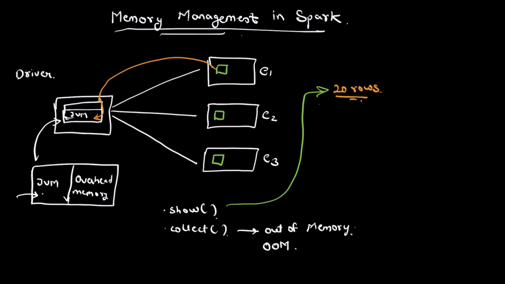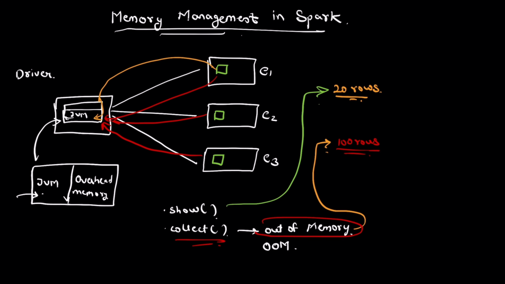But when we do collect, what happens is it takes all of the partitions and brings them into the memory of the driver. And if you rewind the video and see, when we were running dot collect on the first data frame, we were able to see the 100 rows. And these were the number of rows in our data frame. But when we increased the size of our data frame and then we ran dot collect, we got the out of memory exception.